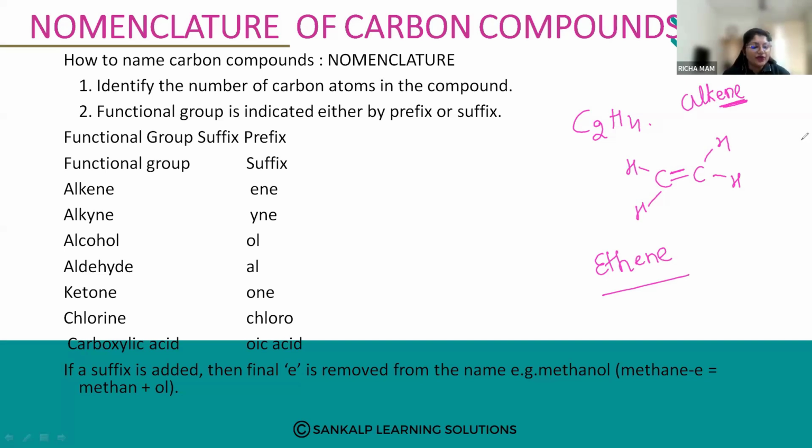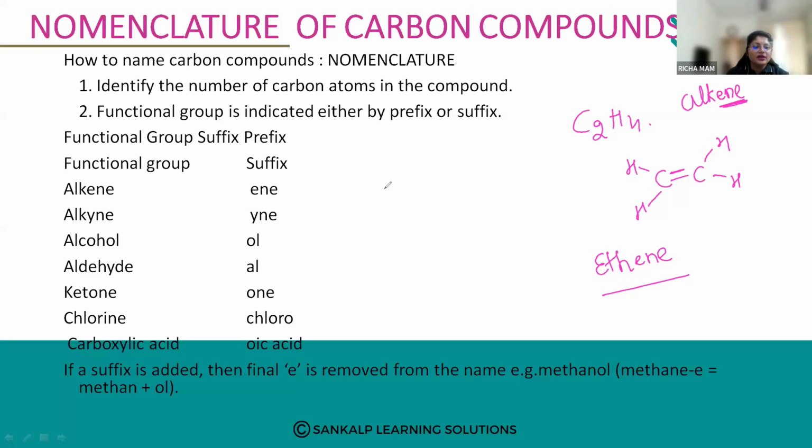Like this, first you have to identify the number of carbon atoms. Second is the functional group, indicated either by prefix or suffix. Prefix means the word which you add before, and suffix means the word which you add after.